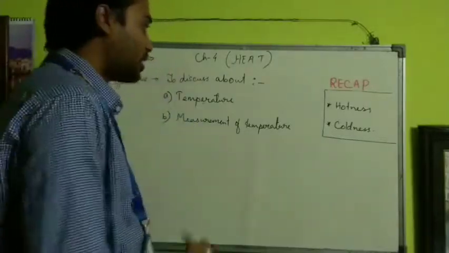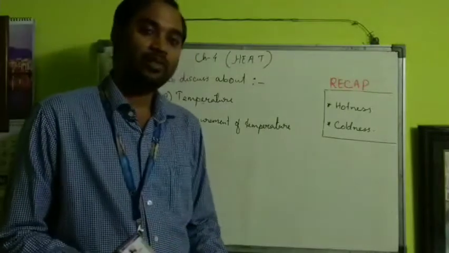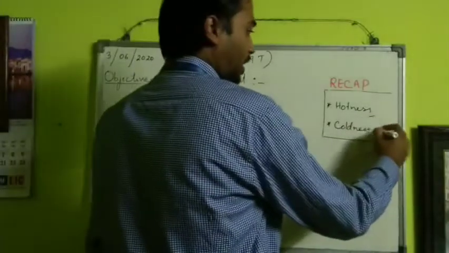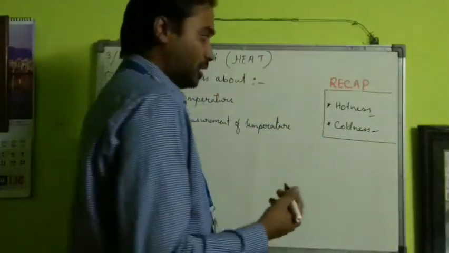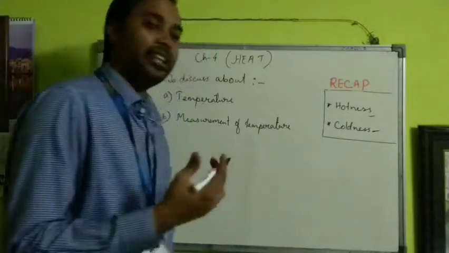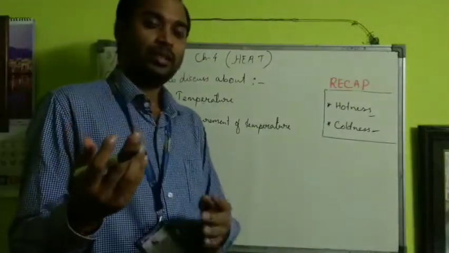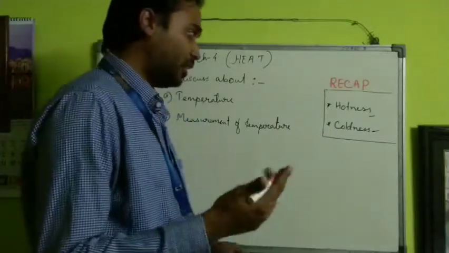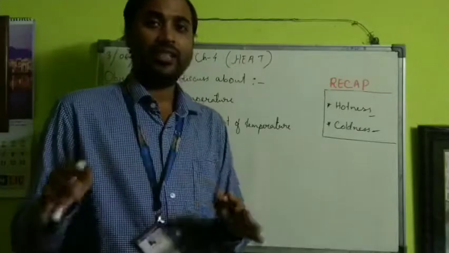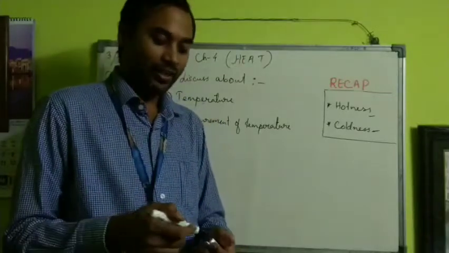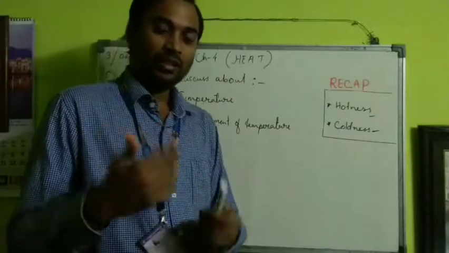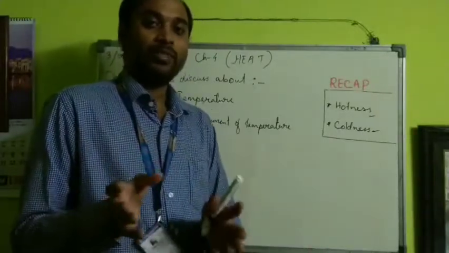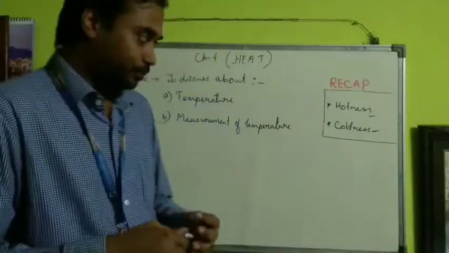But before we start today's class, let's have a quick recap of things which we have covered in the last class. In the last class, we discussed two things, hotness and coldness. We studied with the help of an activity how an object is hot compared to another object or vice versa. That activity of having three different containers containing water at different temperatures helped us understand how we can feel differently with the same temperature of object.